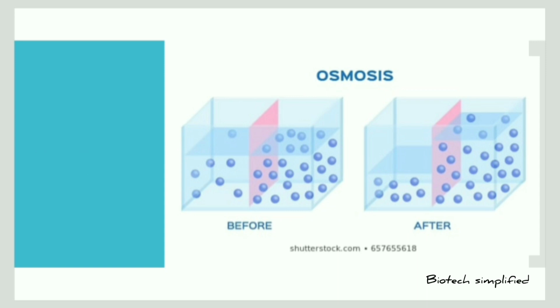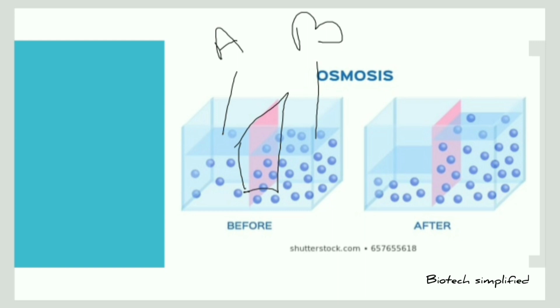As you can see in this diagram, there are two phases, before and after. In the first diagram, you can see that there is a semi-permeable membrane. This semi-permeable membrane separates the two systems. Let's say that this system is A and this system is B. It is very much clear that in system B there is a higher concentration of solute than system A. So the solvent molecules will move from A to B.